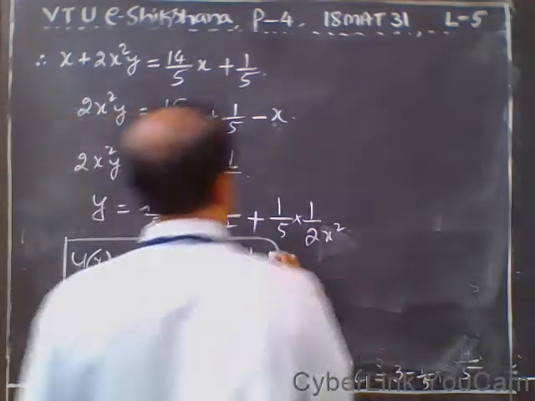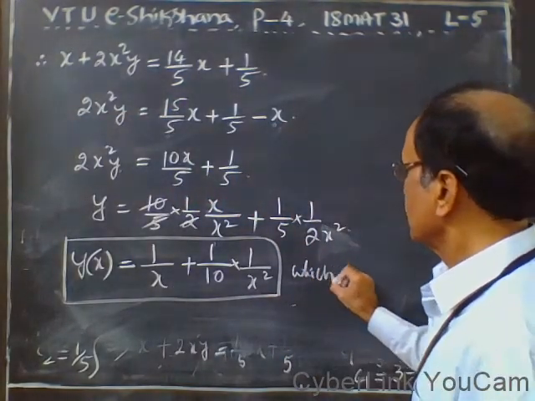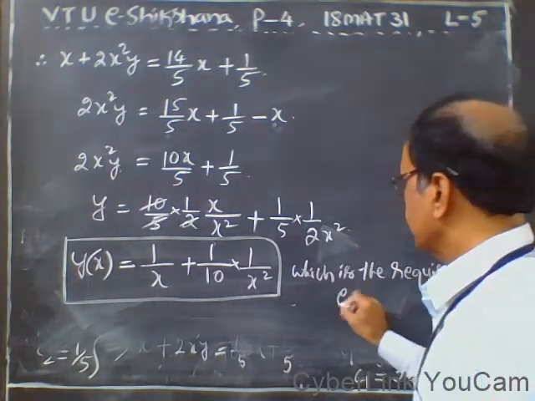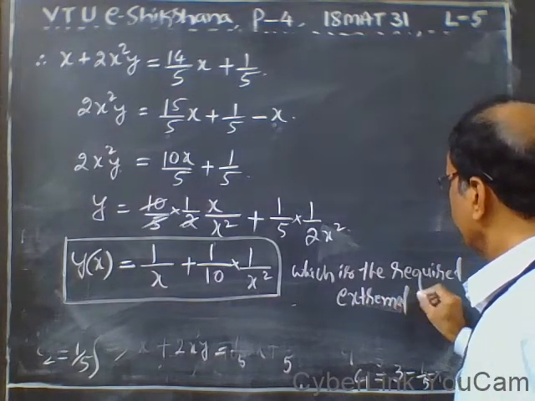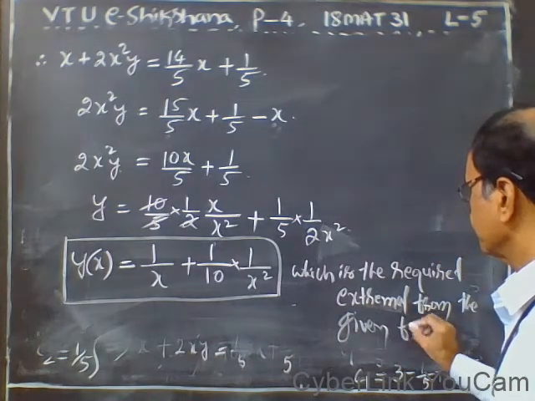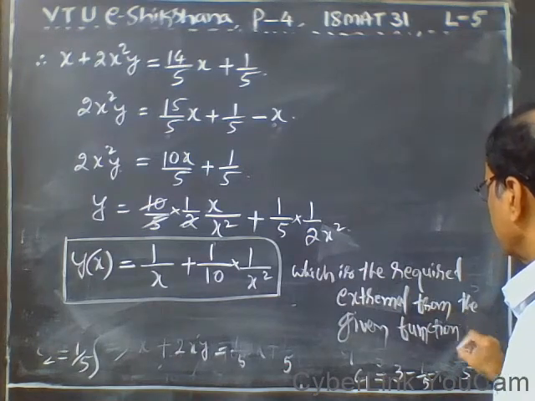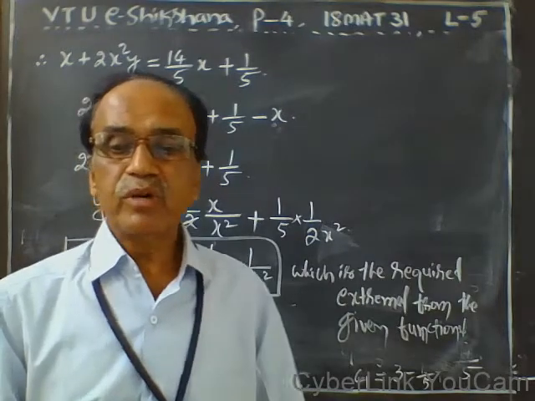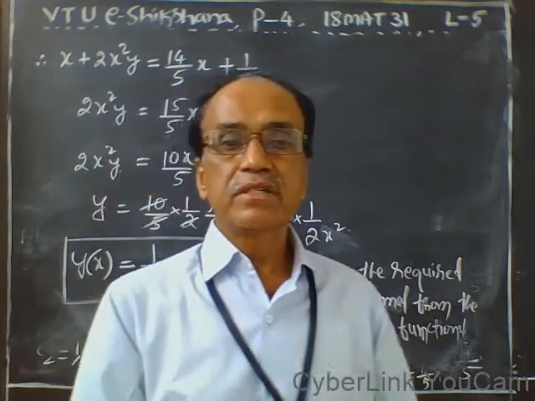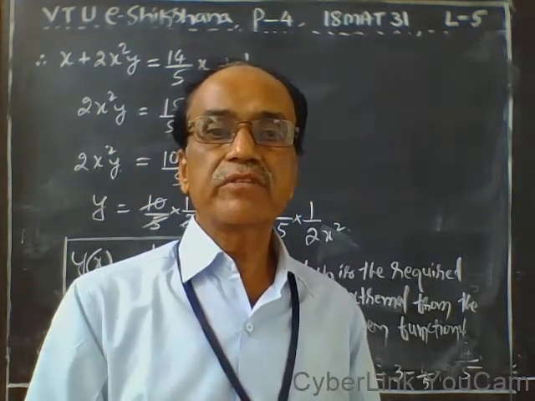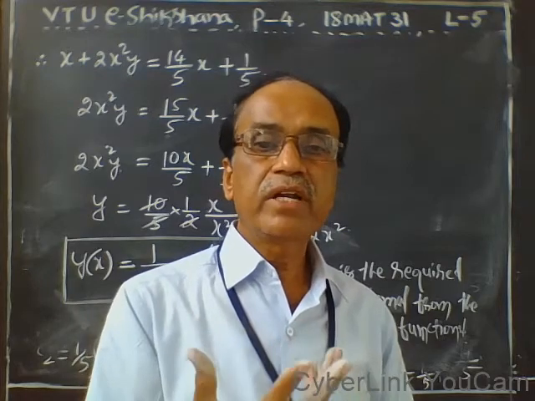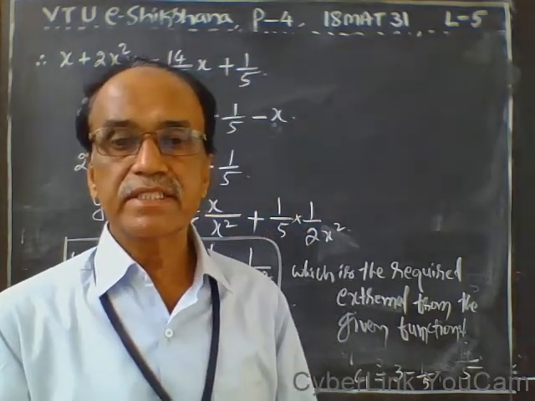Y is a function of x, which is the required extremal from the given functional. Like this, you can solve any number of problems: once the function is identified, we take that function for the functional, then apply Euler's equation and arrange accordingly, with the condition that if the y term is not there, then you can take it as independent of y.